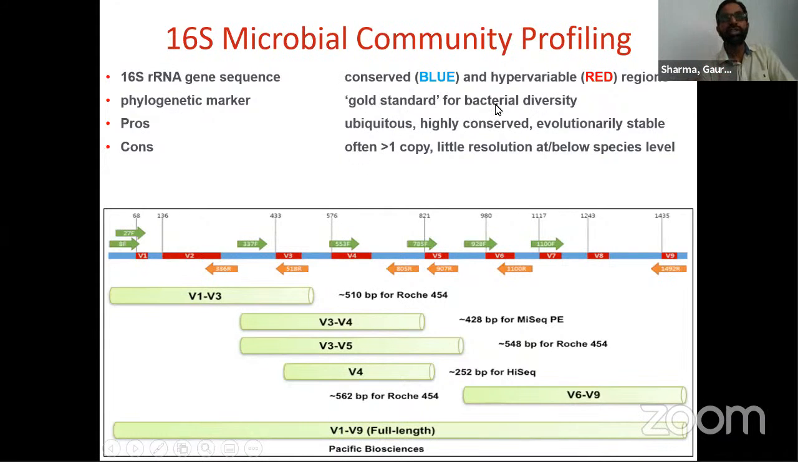Okay, so this is a gold standard for bacterial diversity, and the pros are that it is ubiquitous, highly conserved, and evolutionarily stable. The main negative aspect about 16S RNA is that in many organisms it is present in more than one copy, so sometimes it makes it a little bit tricky to use for 16S microbial community profiling. But if you want to go ahead with 16S microbial profiling, most people prefer the V3 V4 region, which is around 428 base pair, and we have standard primers for these different variable regions.